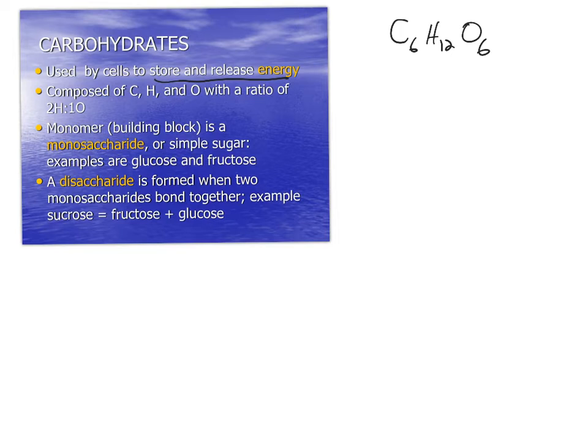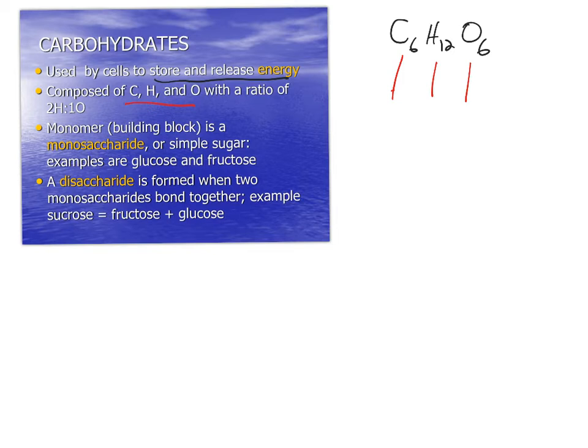Now, what are they made of? They're made of carbon, hydrogen, and oxygen. That's what they're made of. So carbohydrates don't have any nitrogen or sulfur. If you have a molecule that has nitrogen, sulfur, and so on, that's not a carbohydrate. Does that make sense? That's something else.